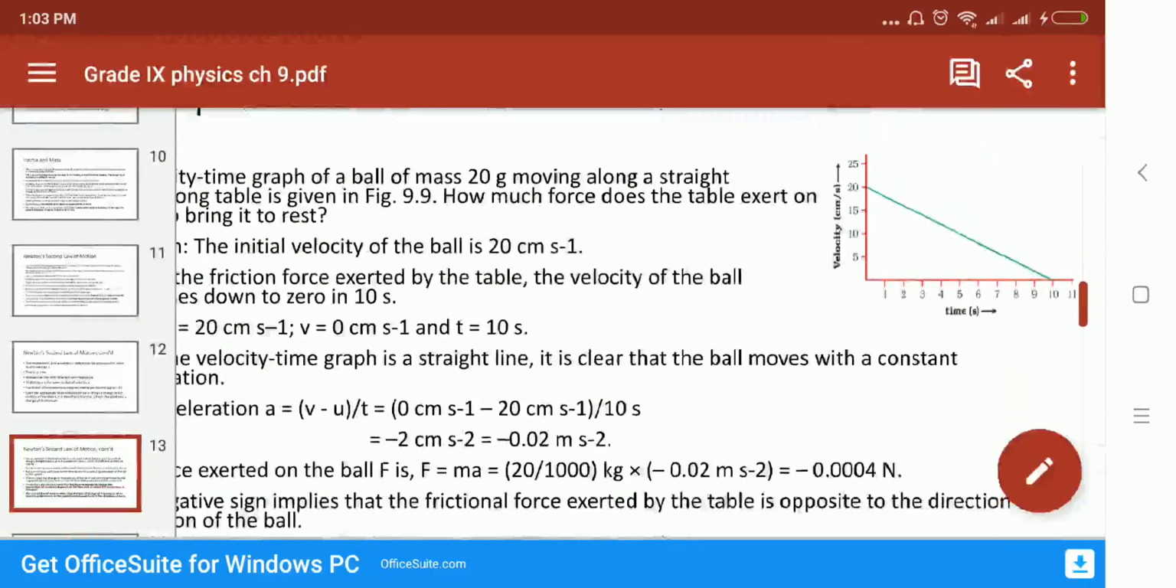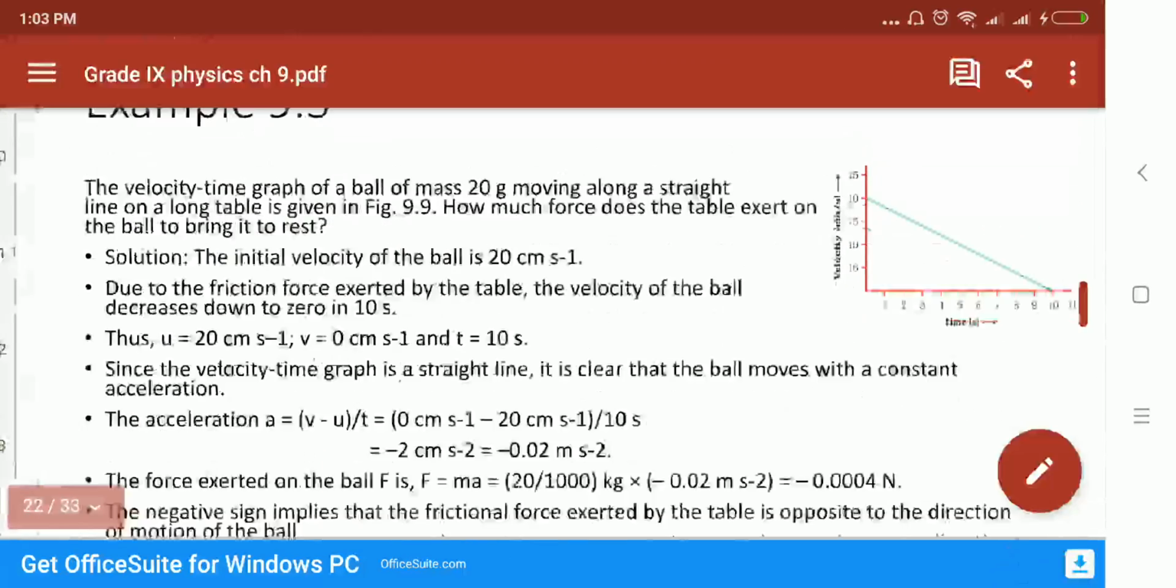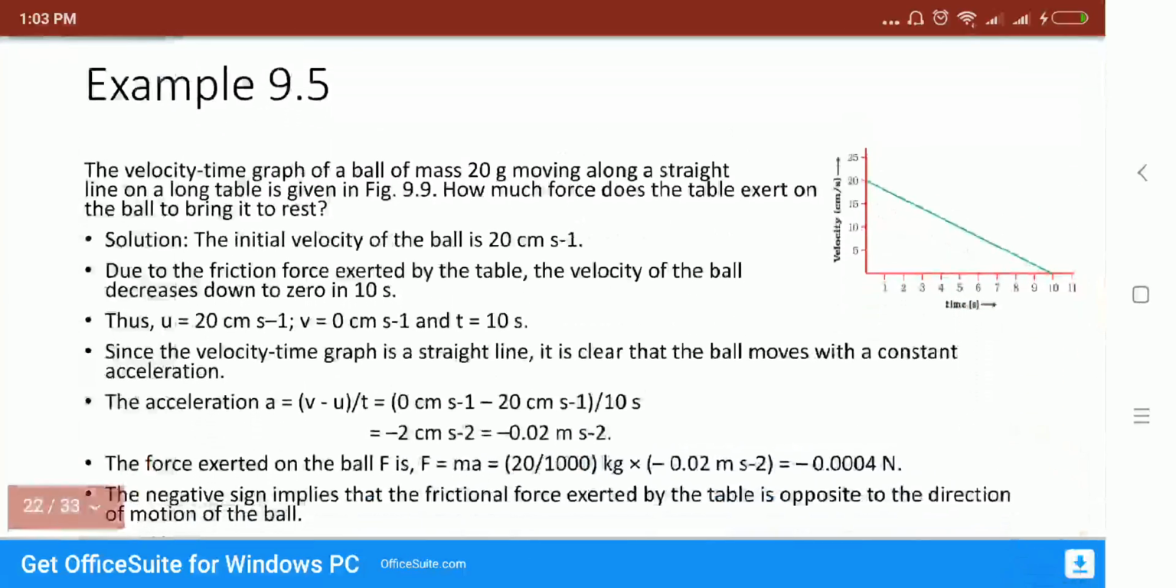Another example: the velocity time graph is given for a ball. The velocity time graph of a ball of mass 20 gram moving along a straight line on a long table is given by the graphical representation. How much force does the table exert on the ball to bring it to rest?